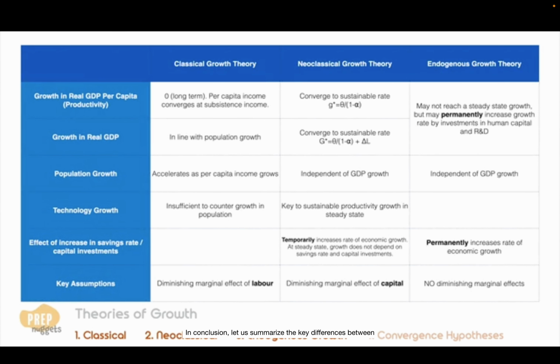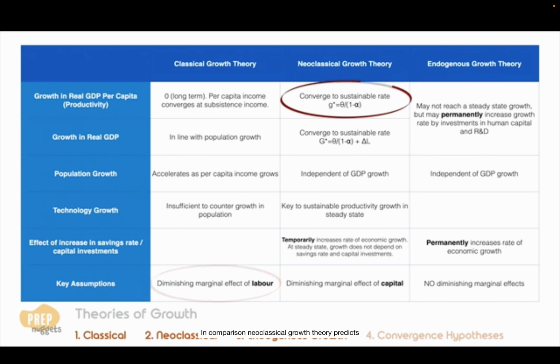In conclusion, let us summarize the key differences between the three economic growth theories. The classical growth theory predicts that in the long term, per capita GDP or income growth is zero. This also means that growth in real GDP is merely in line with population growth. This is because of the assumption that if per capita income grows, population growth will accelerate, causing the per capita income to drop back to the subsistence level. This demonstrates the diminishing marginal effect of labour.